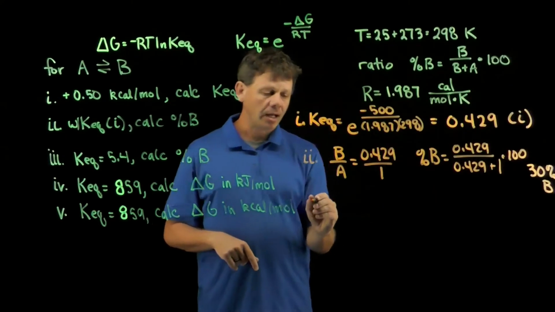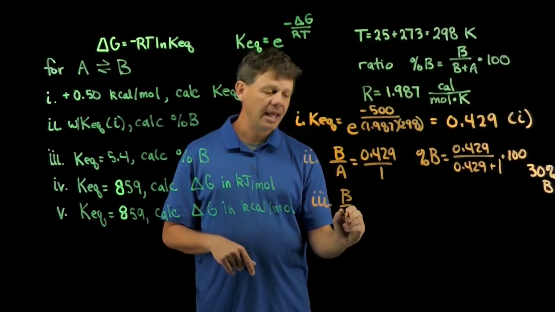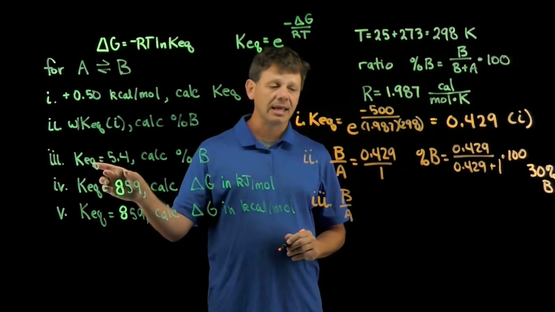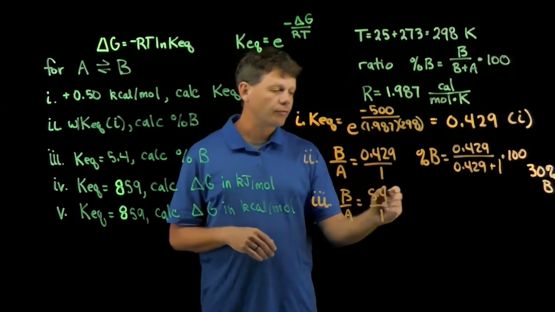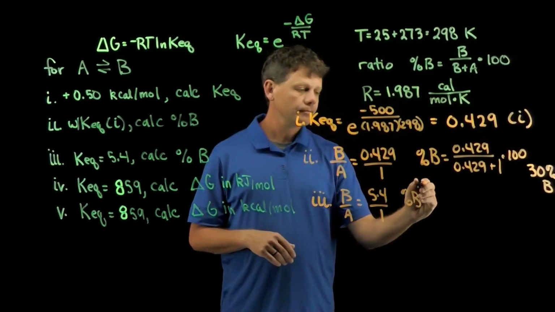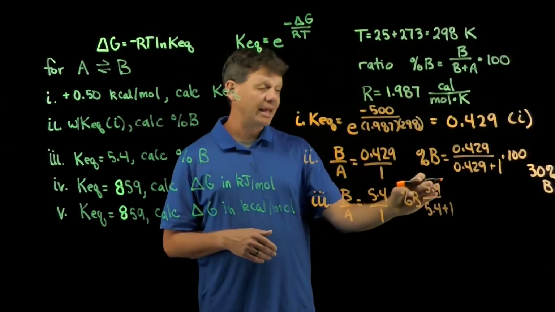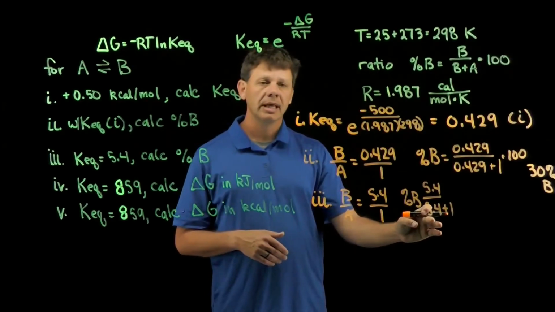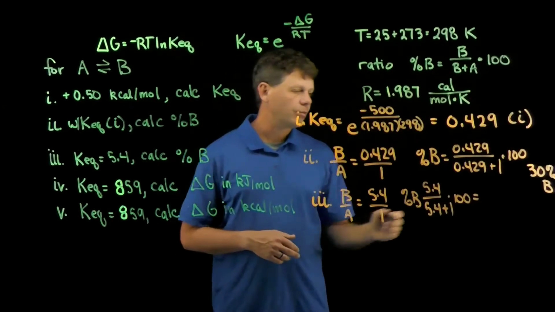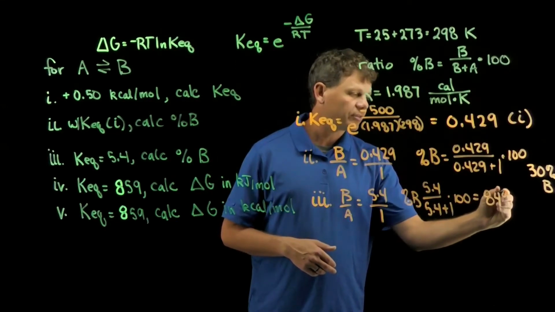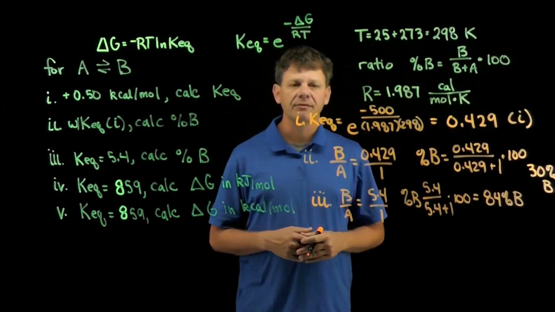We'll use the same concept that we used in the earlier question, where the ratio of B to A is essentially that KEQ. So 5.4 over 1. Solve for percent B in the same way: 5.4 over 5.4 plus 1. That's B over A plus B. Multiply that times 100, and we end up with 84%. So just as we expected to have greater than 50% B, we have 84% B.